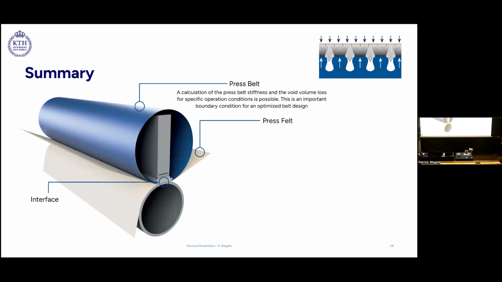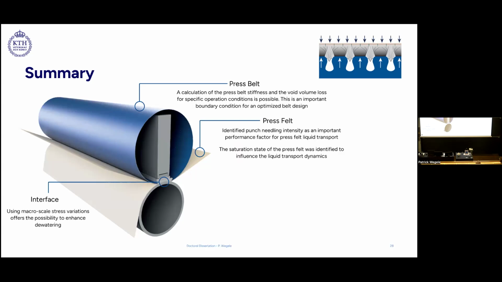Furthermore, we showed that the interface really matters for papermaking. So with that study of the microscale stress variations, we could show a method of how to tailor-make the groove pattern for a specific press belt in order to obtain the highest possible dewatering.